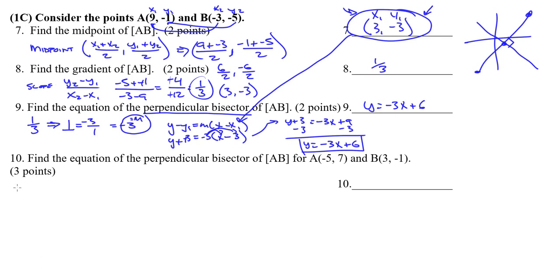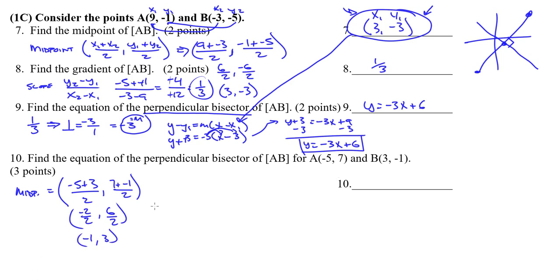So I'm going to find the midpoint first. Midpoint is going to be negative 5 plus 3 over 2, and then 7 plus negative 1 over 2. Negative 5 and 3 is negative 2 over 2. 7 plus negative 1 is 6 over 2. Negative 2 over 2 is negative 1. 6 over 2 is 3. So there's our midpoint. You get one, by the way, this is a 3-point problem. You get 1 point for the midpoint, 1 point for finding the perpendicular slope, and then 1 point for solving it correctly.